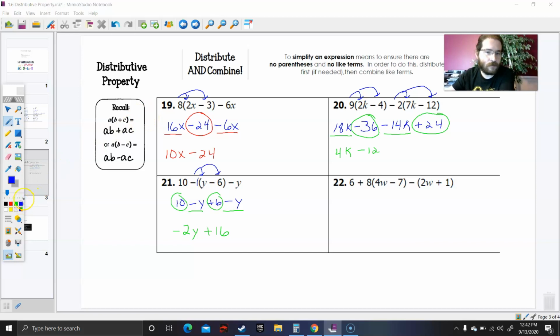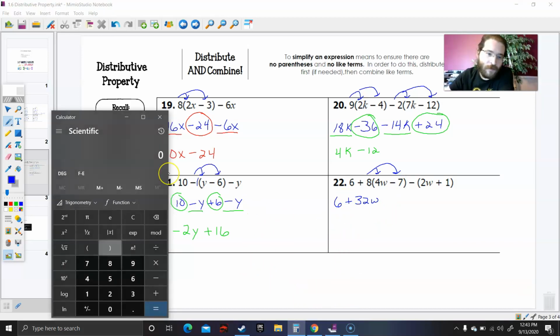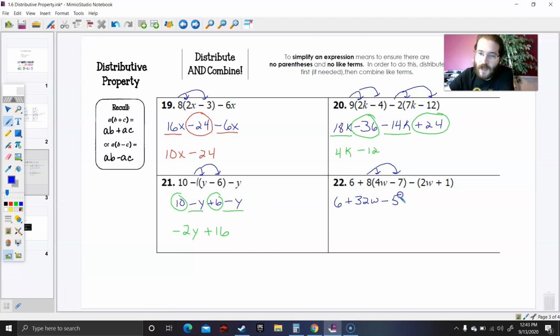Last one. All right, so now we have this over here, and we still have two distributions. So just carry that down preemptively. So 8 times 4, 32. 8 times negative 7. Ooh, don't remember that off the top of my head. It's 8 times 7, negative 56. Just having a brain fart, guys.